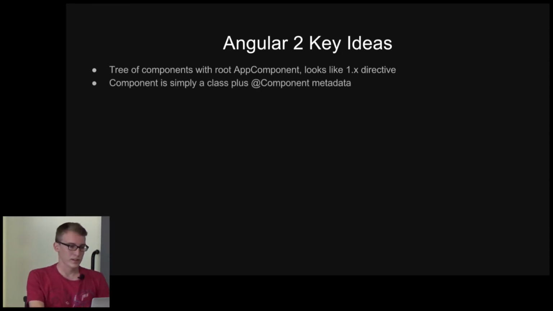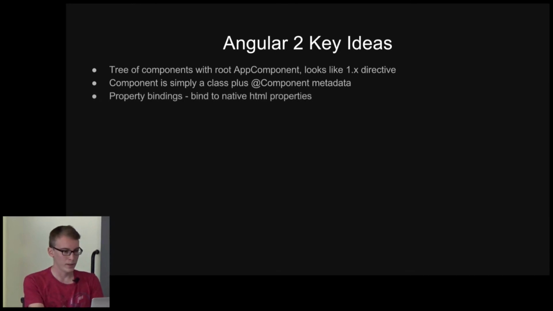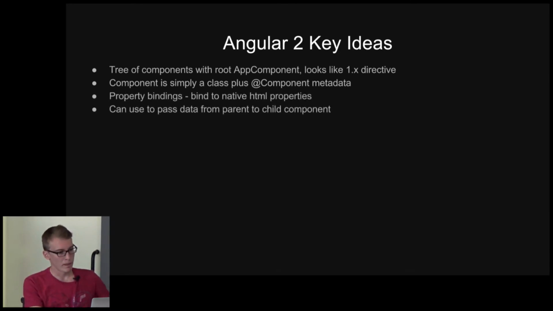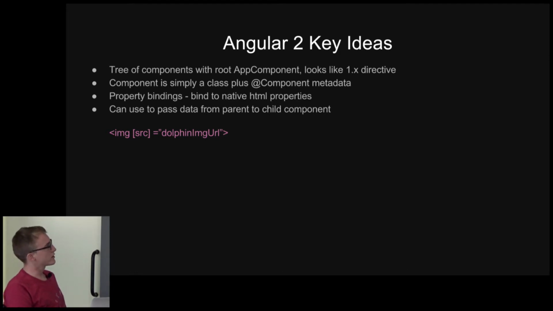So a component is simply just a class plus this @Component metadata. We have property bindings, which we just talked about a little bit. And we can use property bindings to pass data from our parent to our child component. So here's an example of a property binding. We have this image element with a source property, and we're binding directly to that. And we can define whatever we want in our TypeScript class or our JavaScript class to tell it what this URL is.